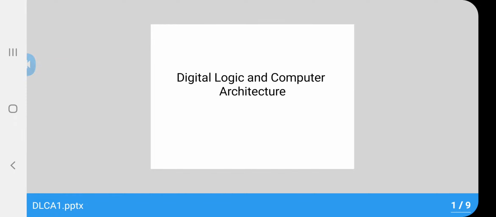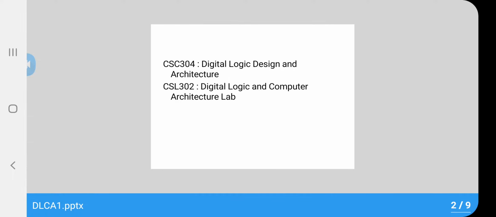Dear students, with the first lecture of DLCA, we will see the teaching and examination scheme defined for DLCA, that is Digital Logic and Computer Architecture. Diploma students may be familiar with the course name since they must have studied it in their diploma curriculum, whereas for first to second year students this subject is completely new.